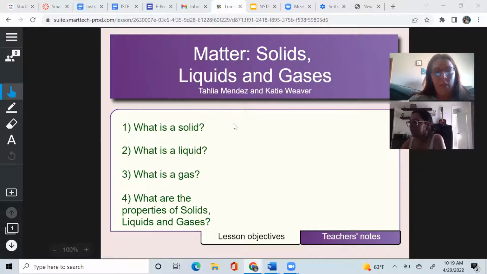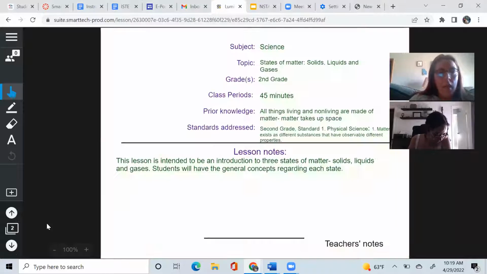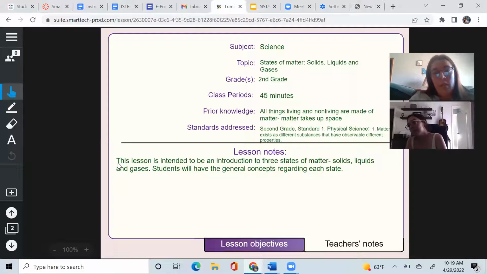We decided to do a lesson plan on matter: solids, liquids, and gases. Our four guiding questions are: what is a solid, what is a liquid, what is a gas, and what are the properties of solids, liquids, and gases? Our subject is science, and our topic is states of matter. We decided to do a lesson for second graders, and the class period is 45 minutes long.